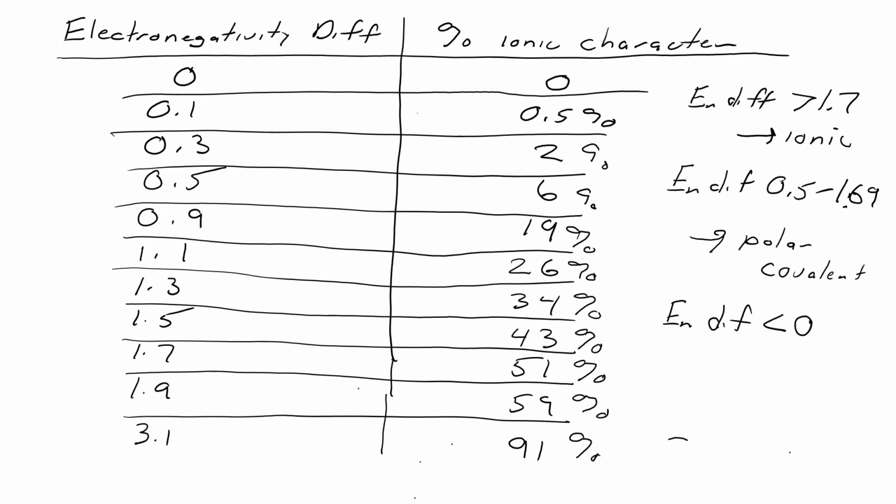And finally, if your electronegativity difference is less than 0.5, we're just going to call that a covalent bond. If it's 0.1, 0.2, 0.3, or 0.4, it's not a perfectly covalent bond, but it's pretty close.